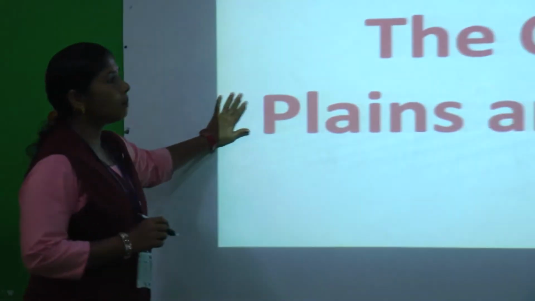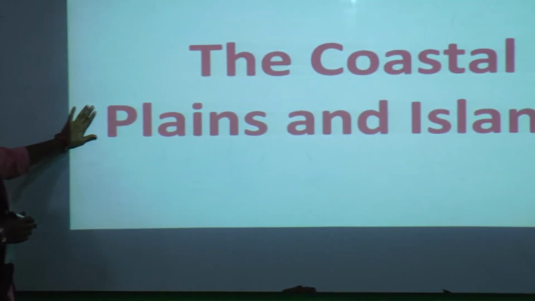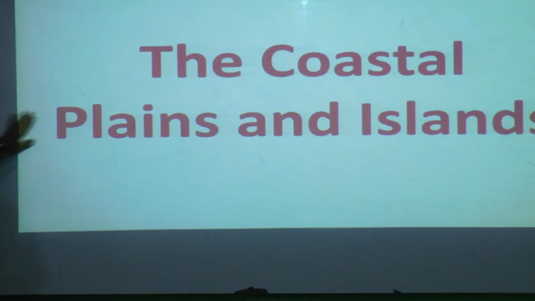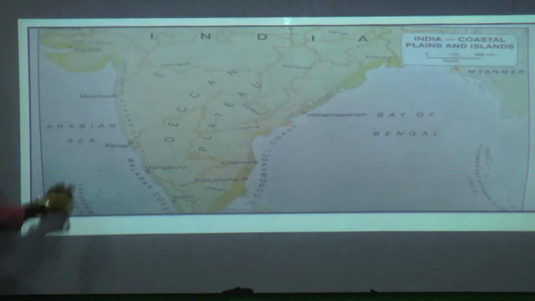In the previous chapter we discussed lesson number 7. What is the name of the lesson? The Coastal Plains and Islands, correct? So we will do a quick recap of that lesson. Okay, shall we go for it? This is a recap of our lesson, The Coastal Plains and Islands. Just a recapitulation.